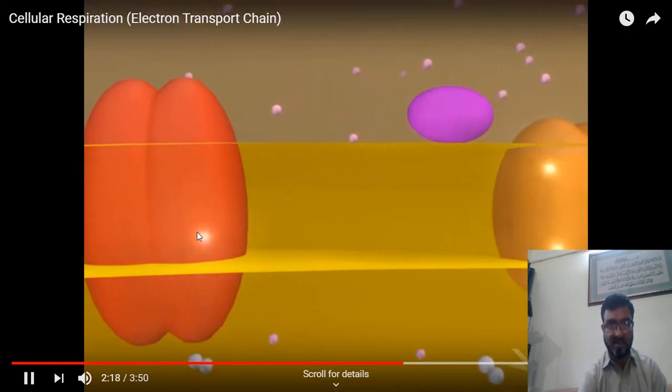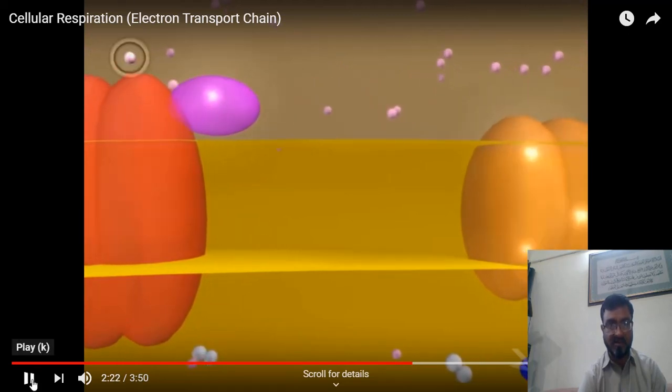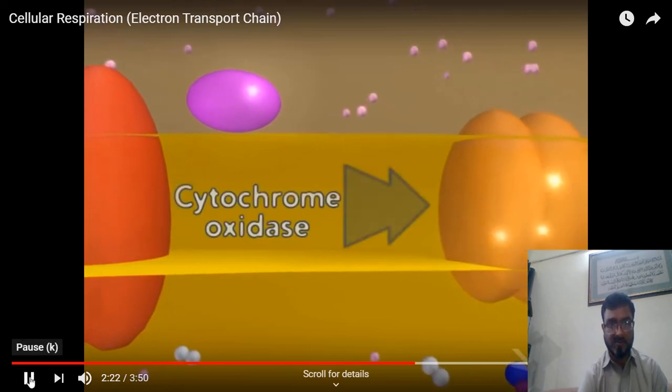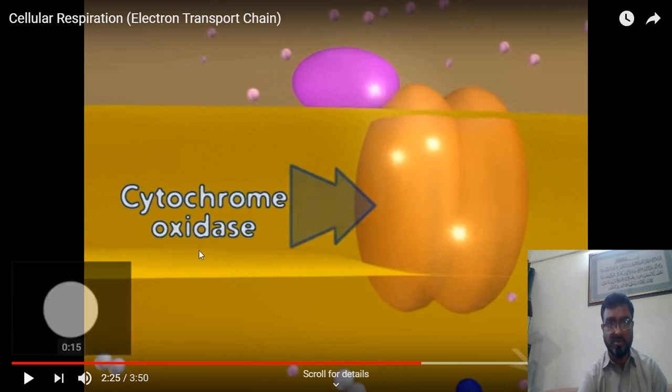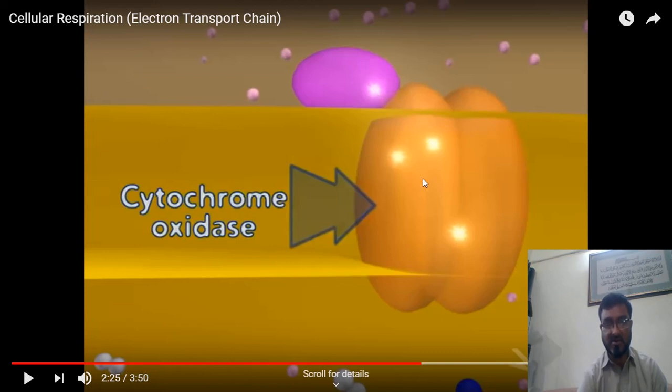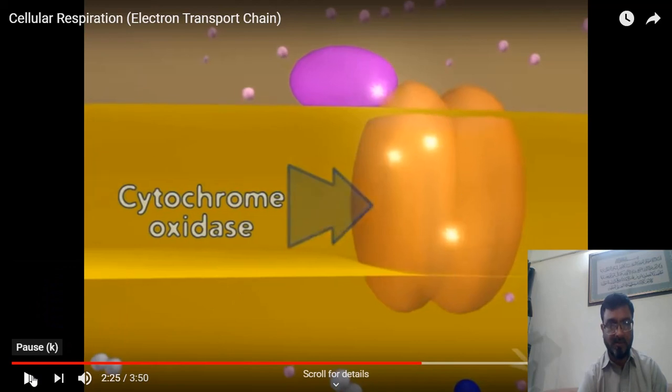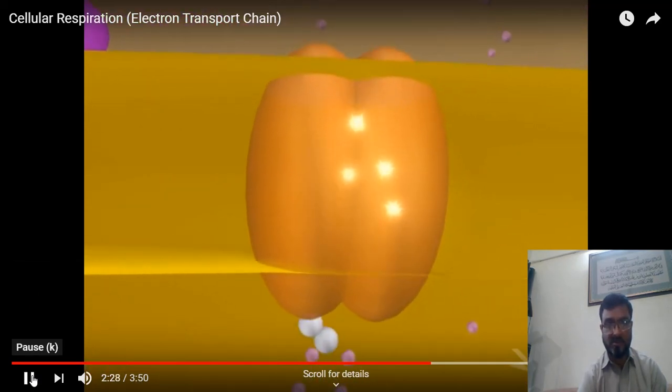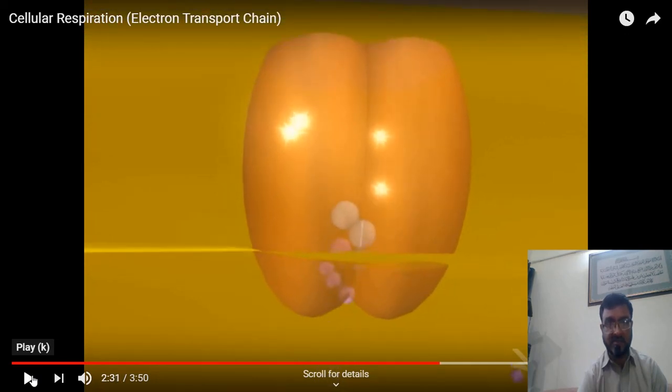The next major step occurs in the cytochrome oxidase complex. There is a release of the protons as well from the inner matrix towards the outer membrane. This requires four electrons, which are transported to the cytochrome oxidase. The electrons interact with a molecular oxygen molecule and eight hydrogen ions. You can see at every step there is the transfer of the protons to the outer membrane.